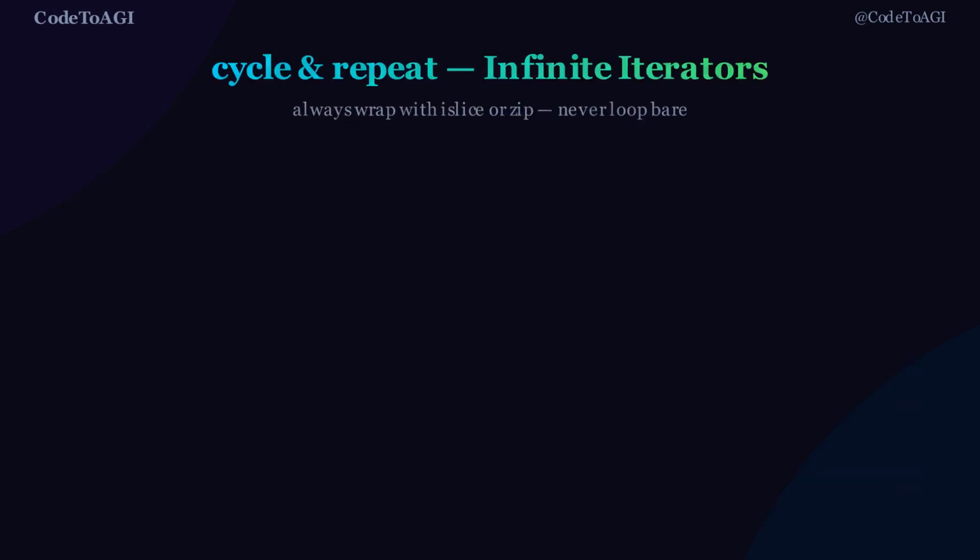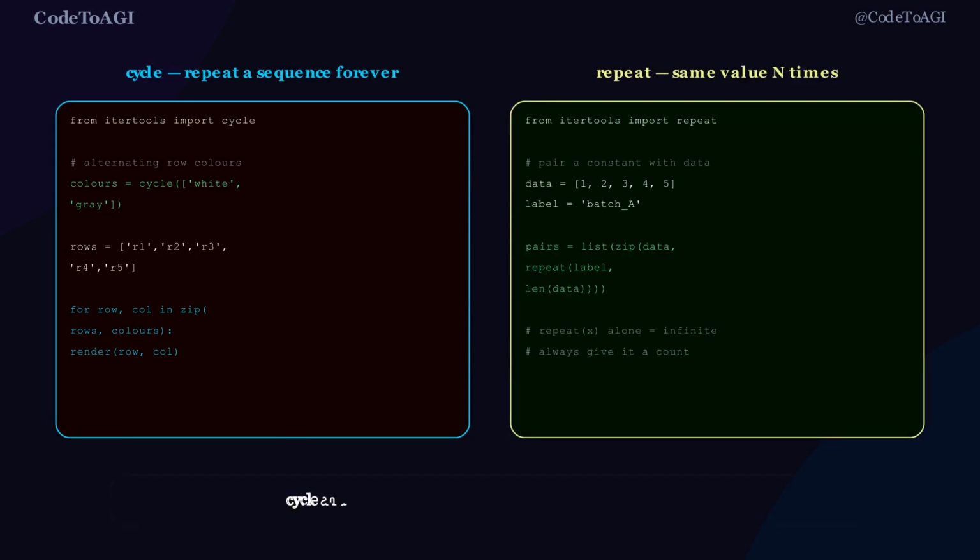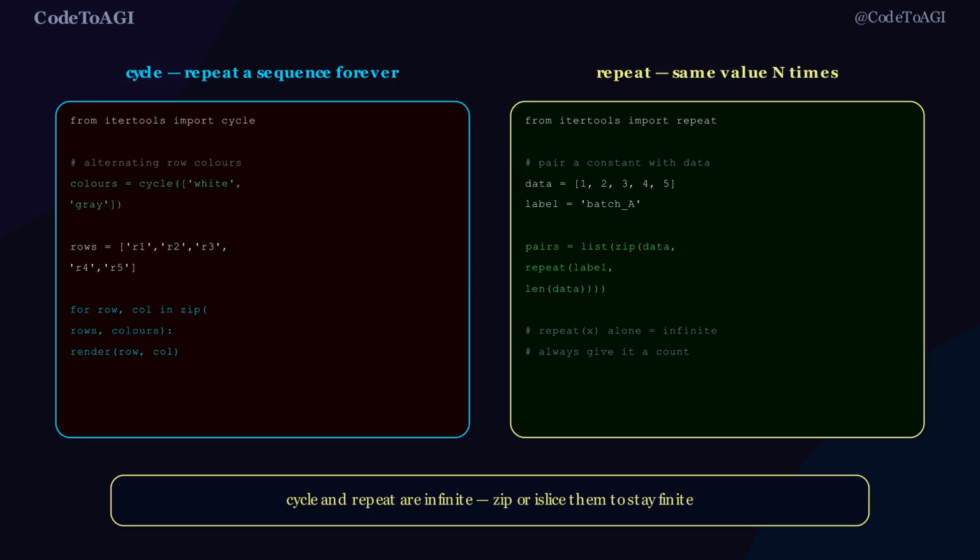Cycle and repeat are infinite iterators. They never stop, so always use them with islice or zip. Cycle repeats a sequence forever. Alternating row colors, cycle of white and gray. Repeat yields the same value n times or forever. Pairing a constant with a sequence: zip of data, repeat of label n. No separate counter. No zip-longest hacks.